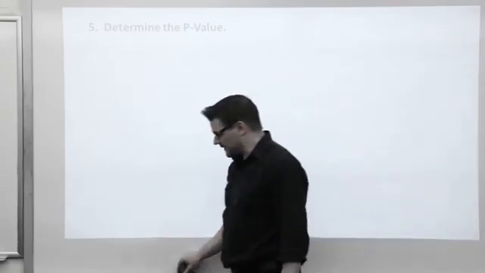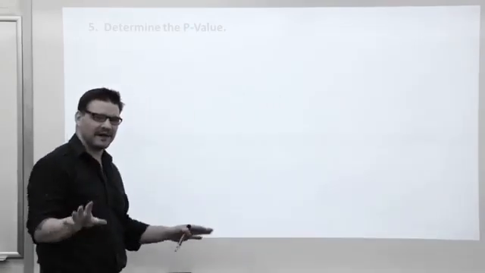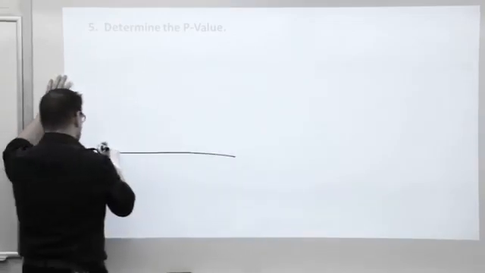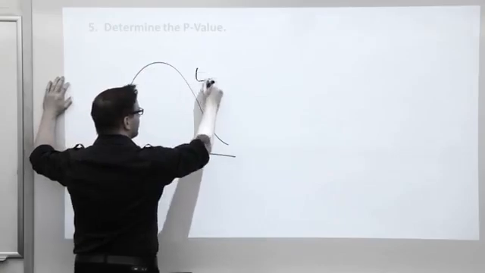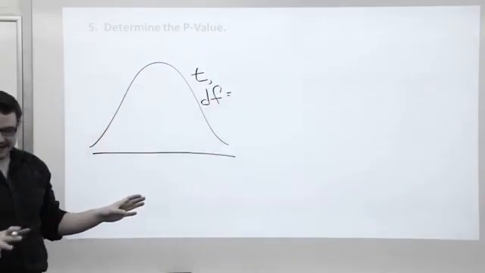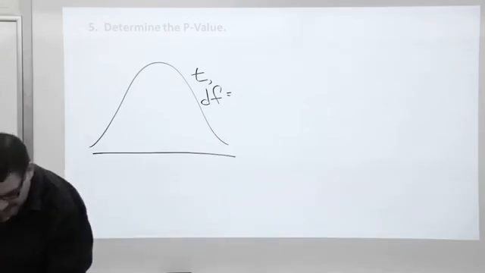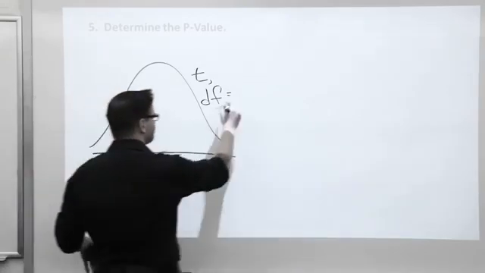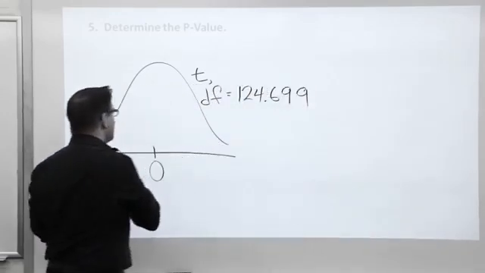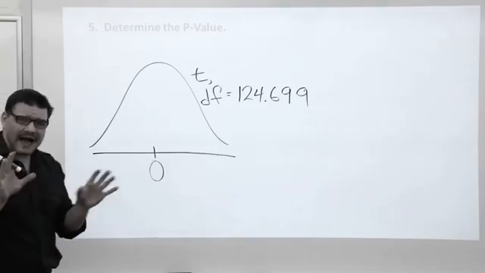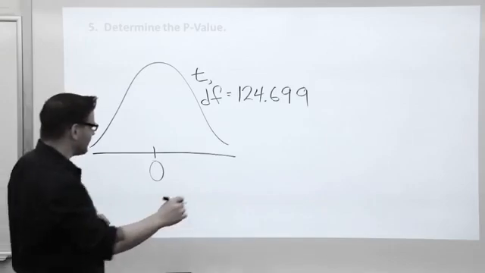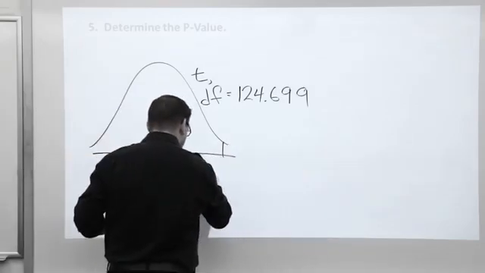You can't lose sight, students, of the big picture. I know that the problems are getting a little bit more complicated, but determine the p-value. I draw my t-model. Here's a t-curve. Degrees of freedom would be provided by technology, and technology tells us it's 124.699. The t-curve is centered at 0. I'm going to put my test statistic on the model. And what did we get? We got a 2.937, that's pretty far up here.